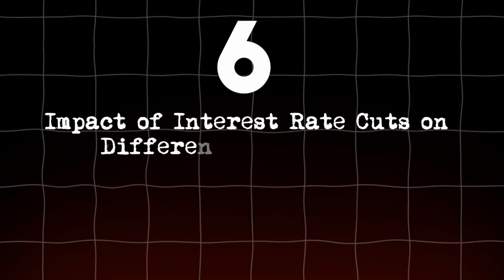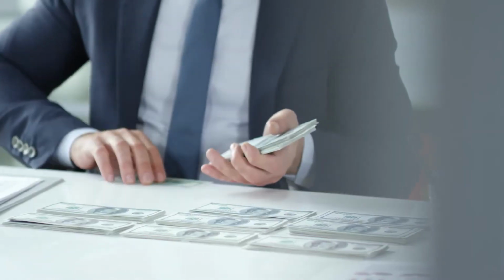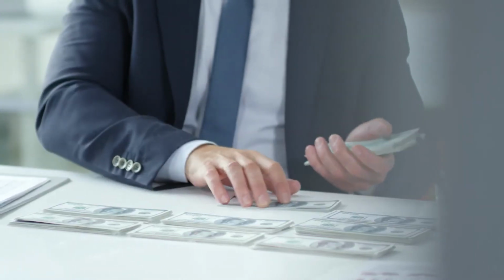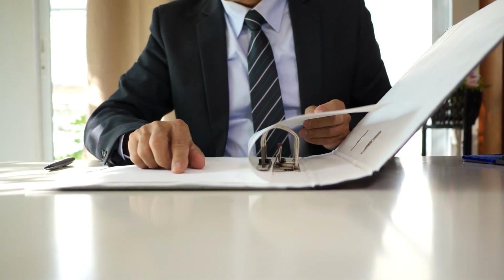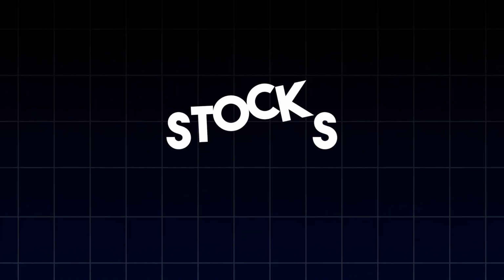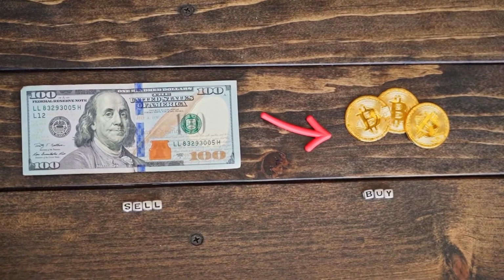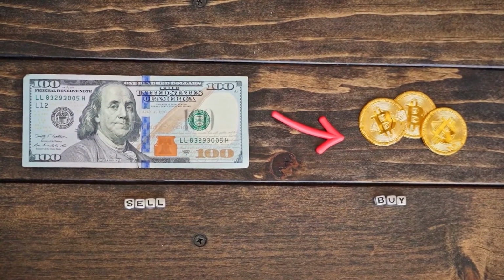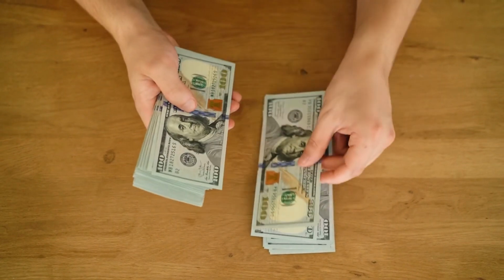6. Impact of interest rate cuts on different asset classes. Interest rate cuts have far-reaching effects on various asset classes, and understanding this dynamic is crucial for making informed investment decisions. Stocks generally benefit from interest rate cuts, as lower rates reduce borrowing costs for companies and encourage investment. Growth stocks, in particular, which rely heavily on borrowing, can perform exceptionally well in a low-interest rate environment.